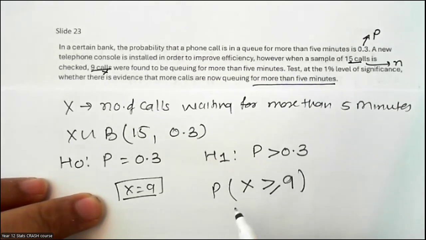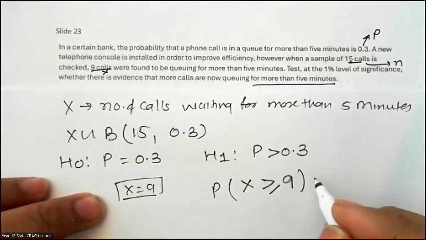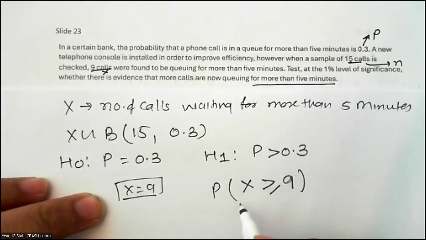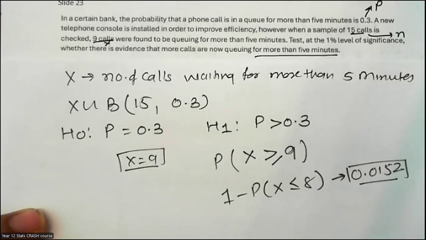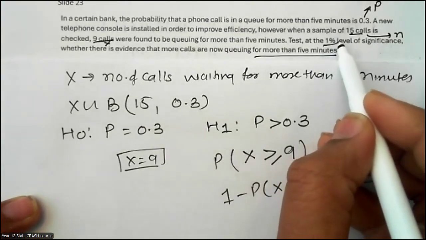So people, how do you figure that out? I want this probability, okay. And how do you find that probability? You do 1 minus the probability of x less than or equal to 8. Work that out, and then we compare with the significance level. It is 0.0152, and we're comparing this with the 1% significance level.